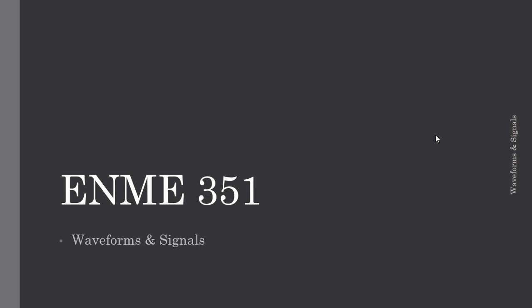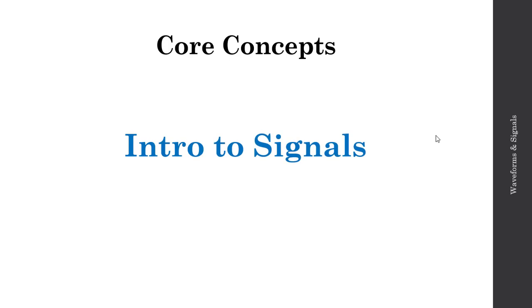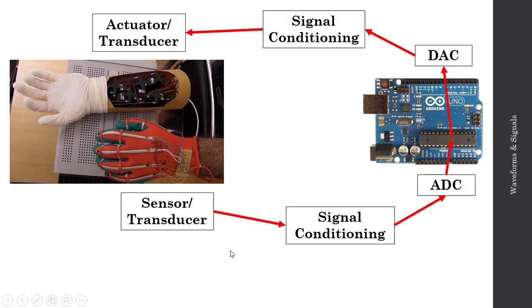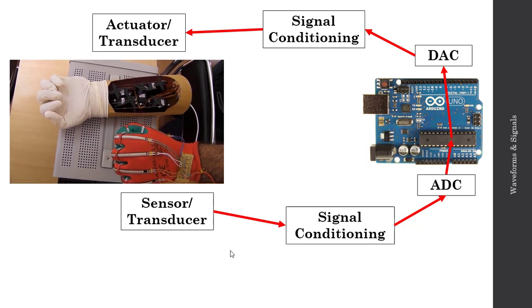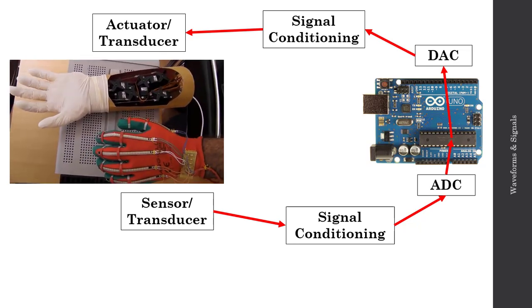This is part one of a three-part installment in which we'll explore waveforms and signals. In this lesson, we'll take an introductory look at various signals. This slide can effectively serve as an outline for the entire course.